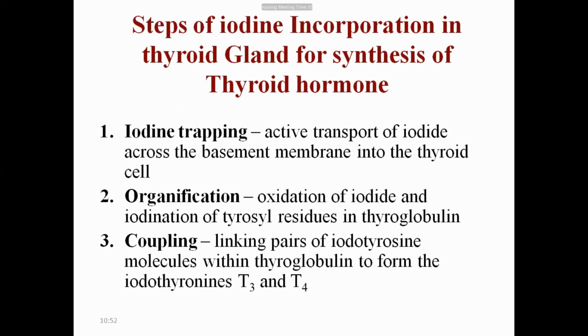So the next step is coupling. That is the linking of pairs of iodotyrosine molecules within thyroglobulin to form the iodothyronines, that is T3 and T4. So two molecules of iodotyrosines link to each other to form an iodothyronine, and this process is called coupling.